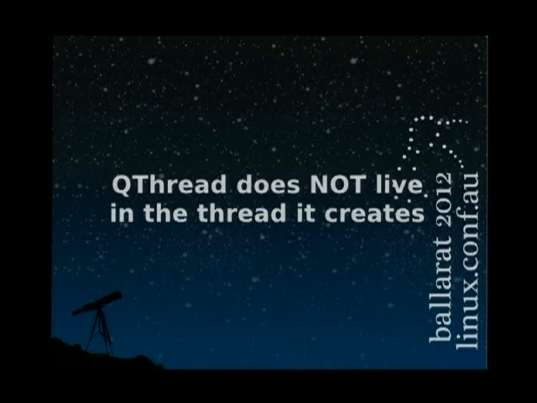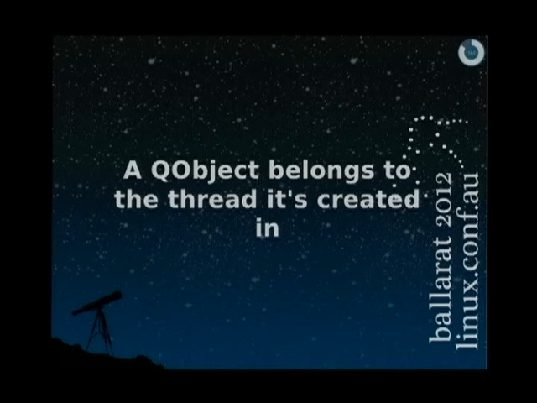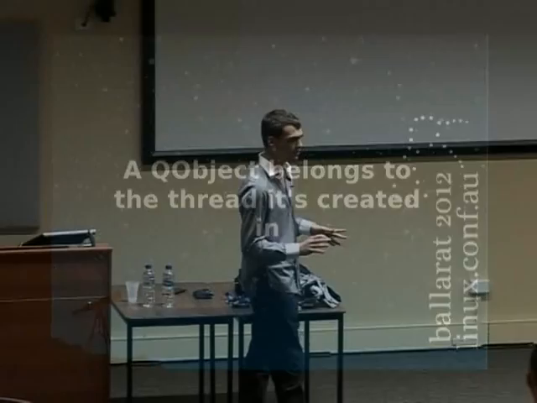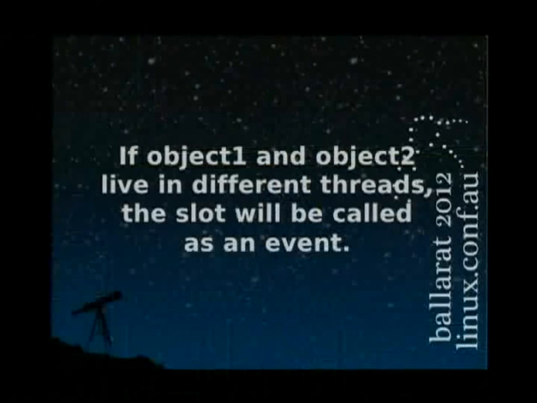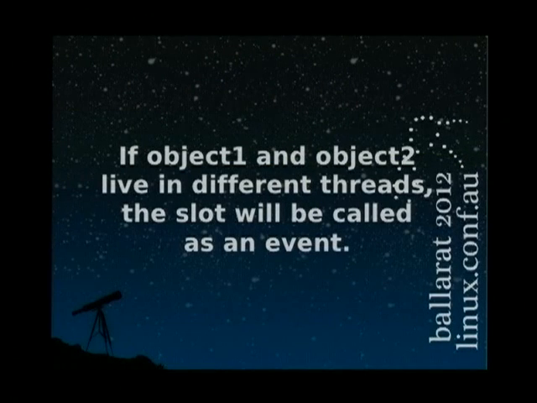So, why? Because QThread is able to start a thread, but the object, when it's created, belongs to the same thread as its creator, because the other one never exists. So, just make a simple conclusion. A QObject belongs to the thread it's created in. Okay, we all agree on that. If object 1 and object 2 live in different threads, the slot will be called as an event on the object and on that thread.